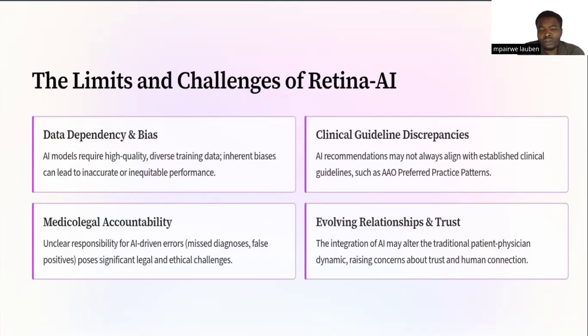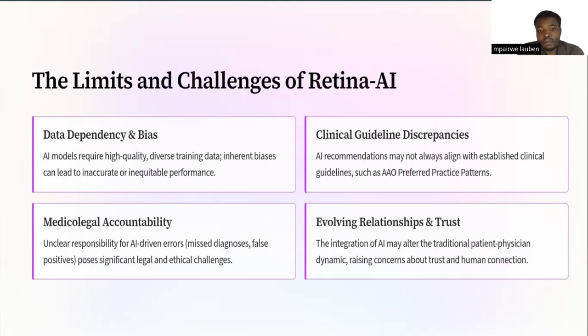Then we also look at the disparities when it comes to clinical guideline adherence. Most times AI recommendation systems don't always align with the established clinical regulations and guidelines. Then we also look at accountability. There is always unclear responsibility for a misled diagnosis, for example a false positive or missed diagnosis. It poses significant legal and ethical challenges.